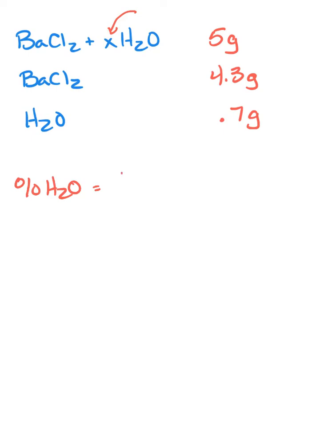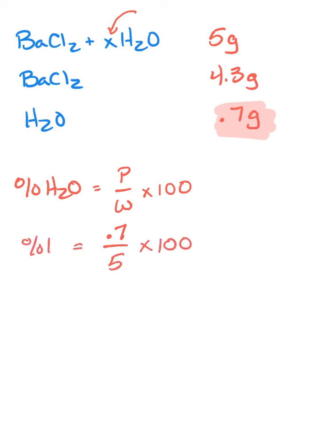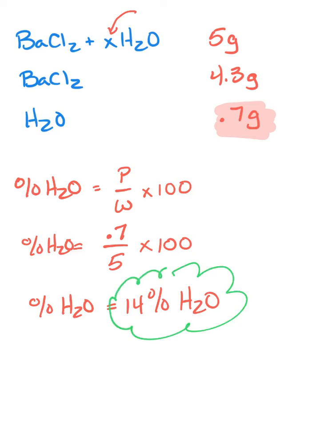So to do that, we need the part over the whole times 100. The part that we are looking for is going to be the 0.7 because that's the part that is water. So we're going to do 0.7 over the whole thing, which is going to be 5 grams, times 100. And that's going to give us our percent water. And so my percent water is going to be 14% H2O. I'll make it in a little cloud because why not?